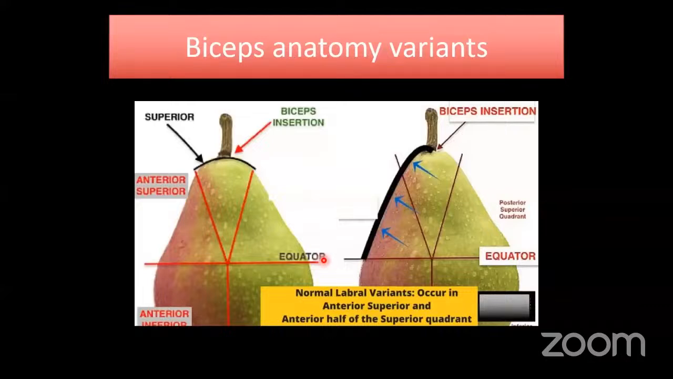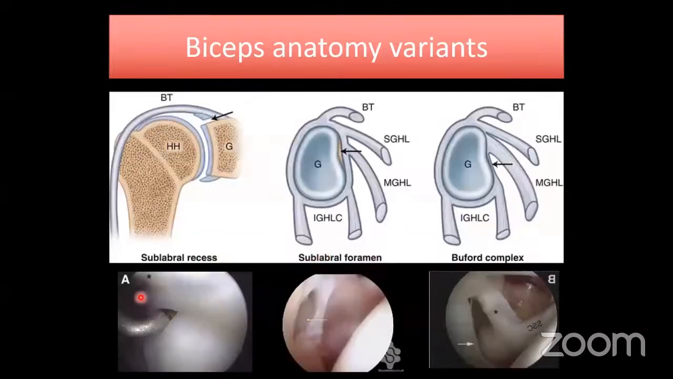So what are the common anatomic variants that you should know and be aware of and not mistake for any pathology? The first is a sublabral recess. So this is a diagrammatic representation. You can see that the superior labrum seems to be lifted off. However, that may be just a normal anatomic variant. How do you make out? Once you check it with the probe, you insert your probe into the recess.